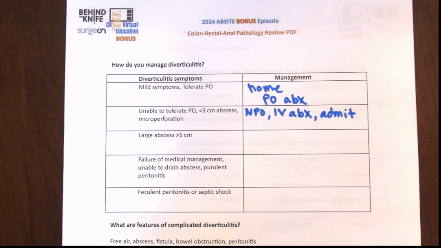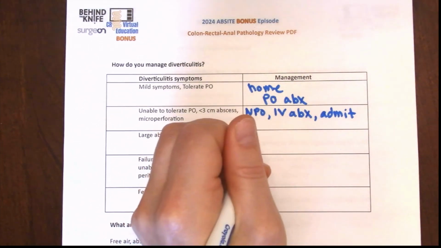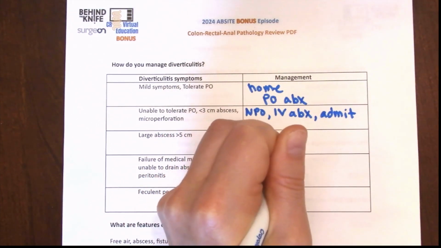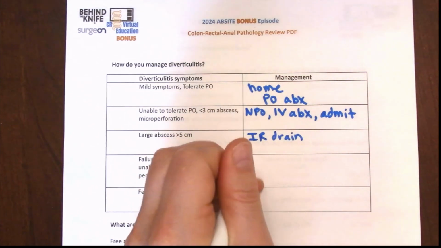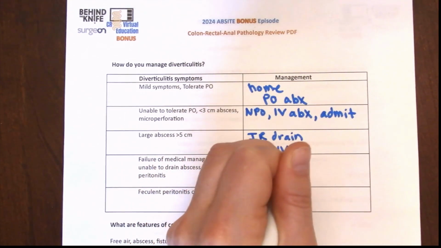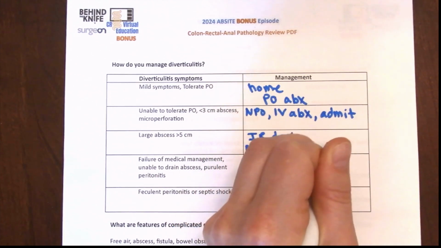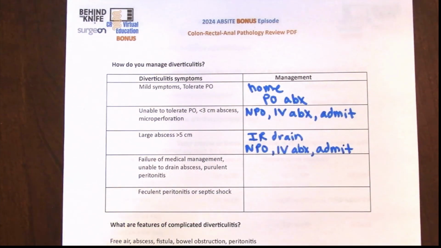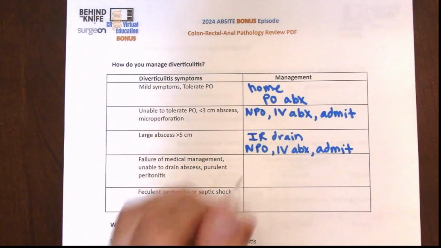If the patient has a large abscess on imaging over 5 centimeters, IR would be consulted to place an abscess drain. And again, the patient would be NPO and we would start IV antibiotics. Now, if the patient fails medical management, their abscess is unable to be drained and cannot resolve with antibiotics alone, or is experiencing purulent peritonitis, we would take that patient to the operating room.